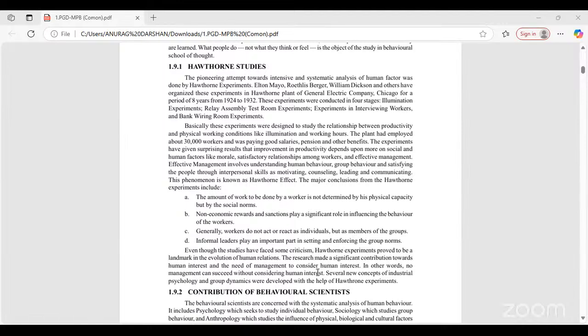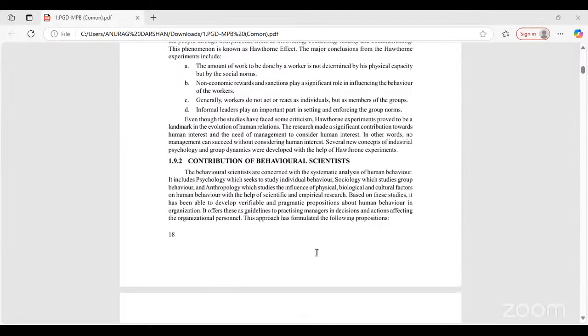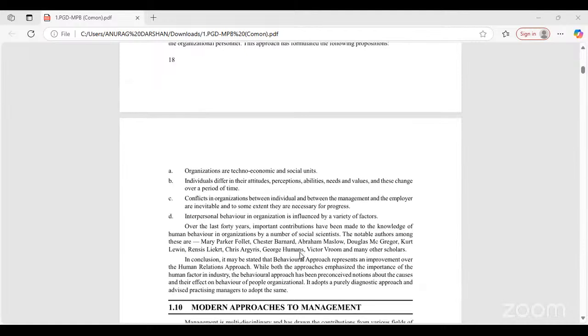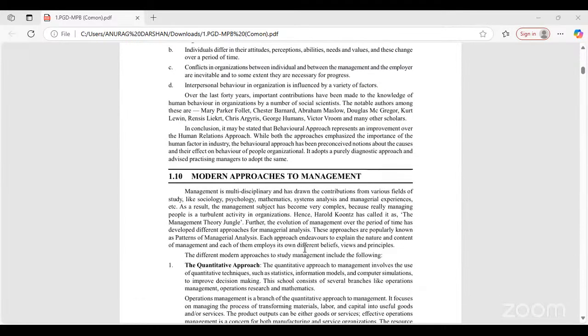So those kinds of experiments were conducted by Elton Mayo, four kinds of experiments in all, and all four gave positive results, saying that if a team has been selected and trained, definitely the results would be outstanding.